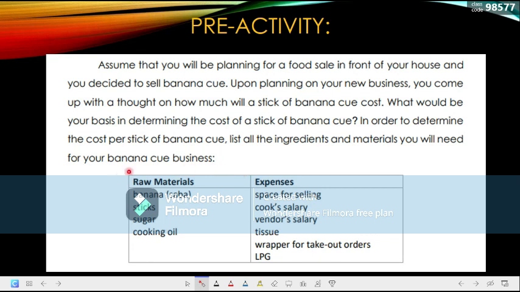So we have here a table which is composed of two columns. The first column is for raw materials, and the second column is for the expenses. Okay, so we have the raw materials. We have banana, specifically the variety saba, or saba in our dialect. We have the sticks, sugar, cooking oil, and for the expenses, we have the space for selling, cook's salary, vendor's salary, the tissue and the wrapper for takeout orders, as well as the LPG.